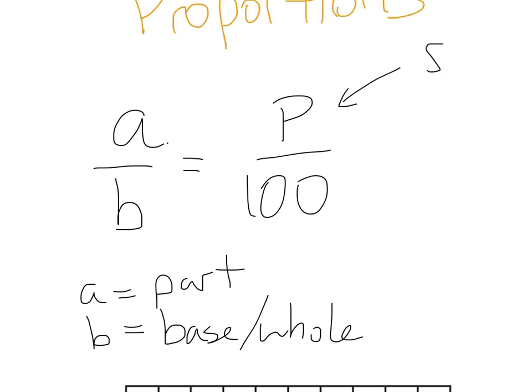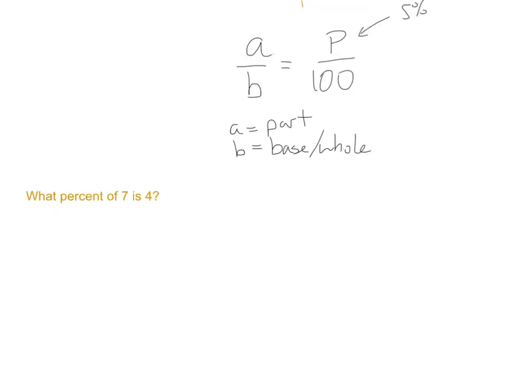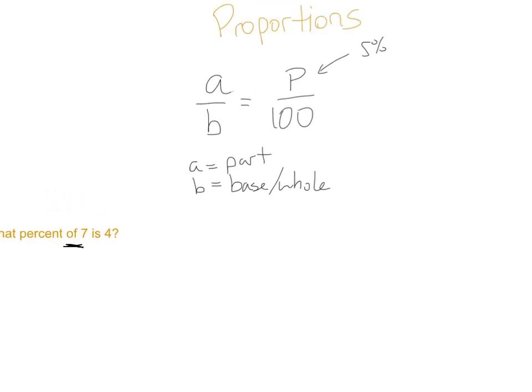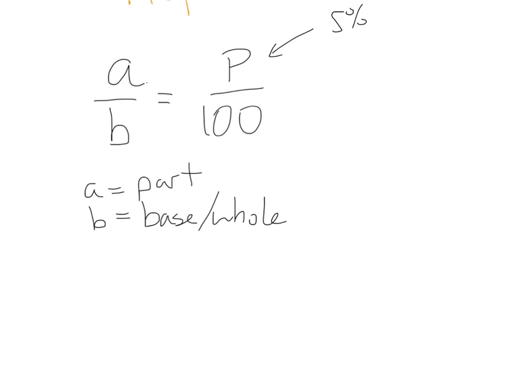So this is just an example: 5%, and 100 is going to stay 100. So how can we use something like this? Well, what if we're asked to figure out what percent of 7 is 4? What we need to recognize is that when I see "of" a number, whatever number comes right after the "of" is always going to be our base. So when you go back to the definition of the percent proportion, you can say in parentheses, the number after the word "of."